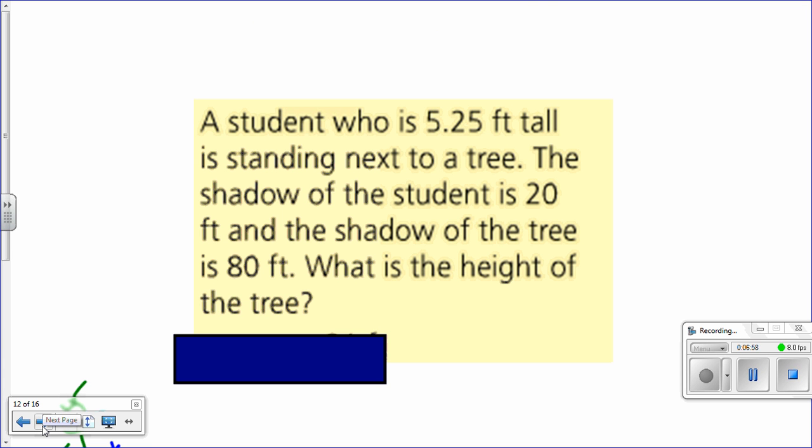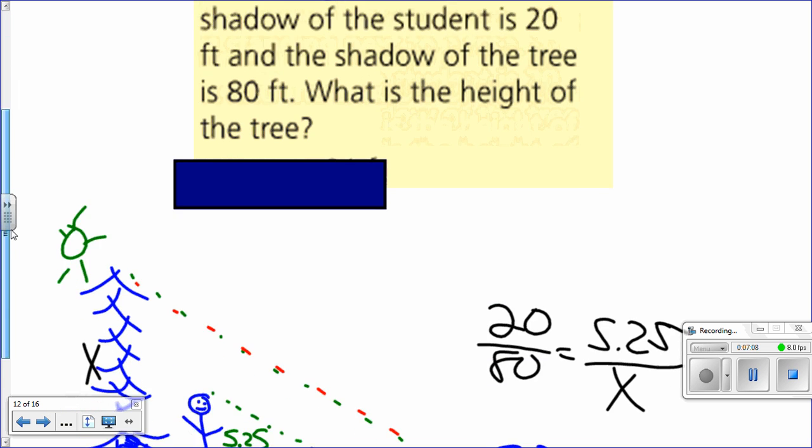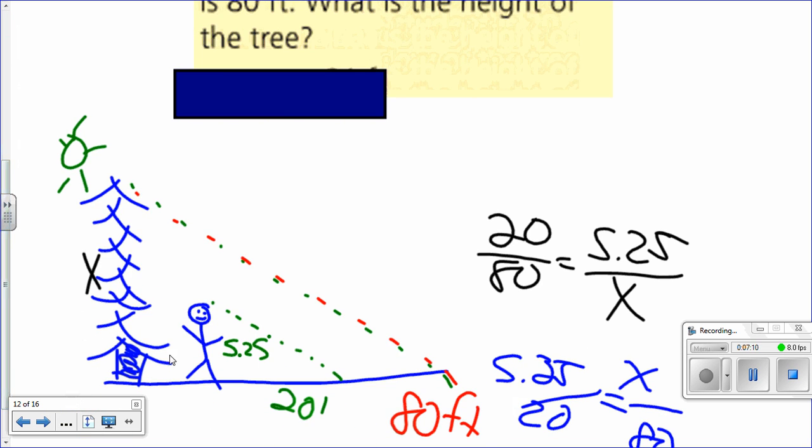A student who is 5 1/4 feet tall is standing next to a tree. The shadow of the student is 20 feet and the shadow of the tree is 80 feet. What is the height of the tree? Well, here's something, and don't laugh, you may want to draw a picture for. Here's the student at 5 1/4 feet and their shadow at 20. Here's my very poor picture of a tree and the shadow that's 80 feet long.